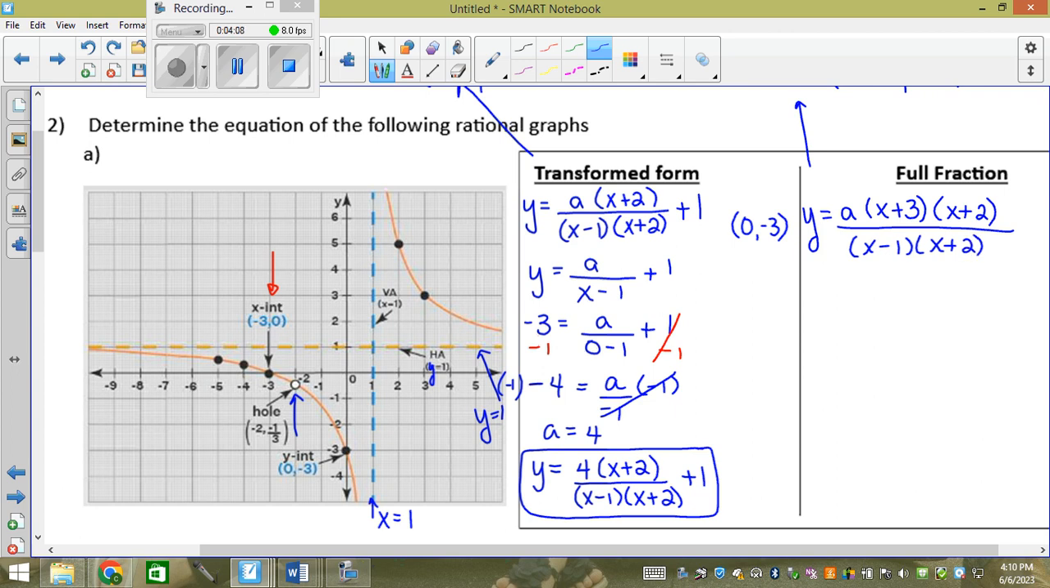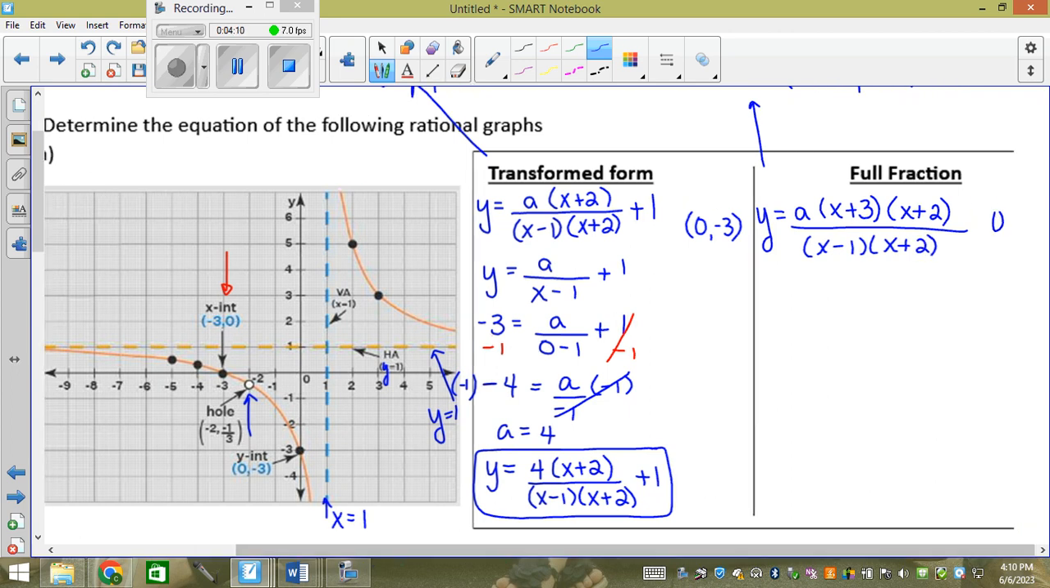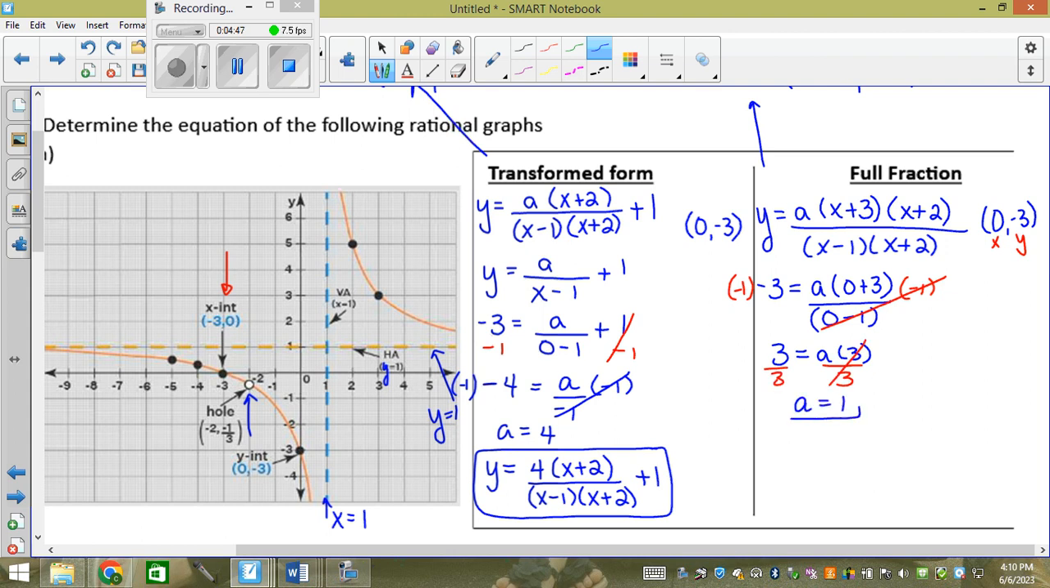And I still have to solve for my a. So I'm going to use that same 0 and -3. And I'm going to put that in for x and y. So I'm going to get -3 equals, into the simplified one, a times 0 plus 3 over 0 minus 1. I'm not going to use the one with point of discontinuity, because those factors can cancel off. And then I'm going to multiply by -1. Get it off the denominator. So I get 3 equals a times 3, divided by 3. And a equals 1. So a doesn't always equal 1.